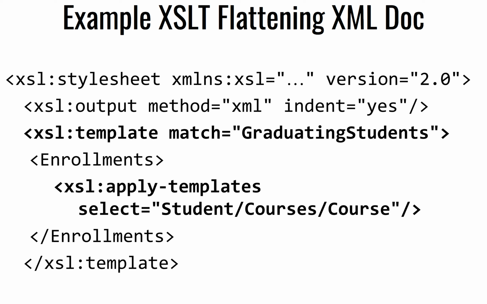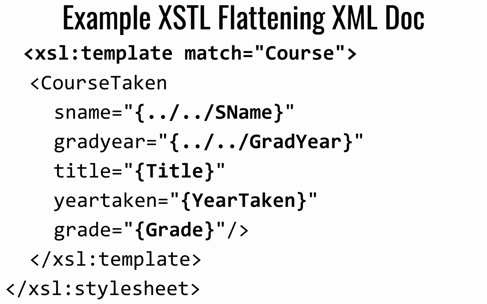Here we find graduating students. We're generating enrollments, and then we're going to navigate inside of all the courses, inside of all the students, and the course inside of the graduating students. So that's easy, right? We did this already. We're going to iterate over that course. Here's a template that matches, and we're going to generate a course taken.